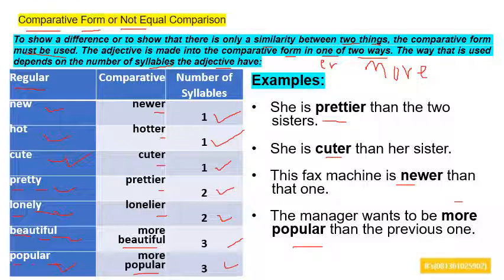All of them are between the subject and the other one. She and the two sisters, two components. The second one, she and her sister, two groups to be compared. This fax machine and that one, also two. The manager and the previous one, also two objects.